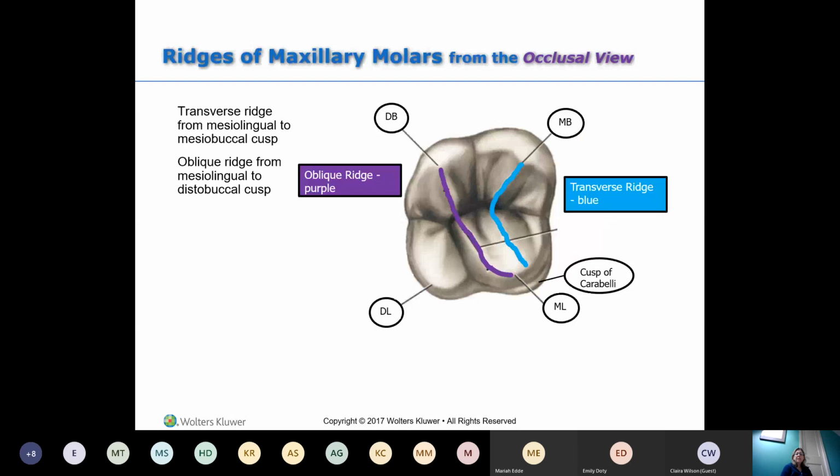Transverse ridges. You can see where a transverse ridge, they come off of the triangular ridges, they cross the central groove and they form the transverse ridge. The oblique ridge runs from the distal buccal cusp to the mesiolingual. So it crosses on a diagonal or oblique direction.